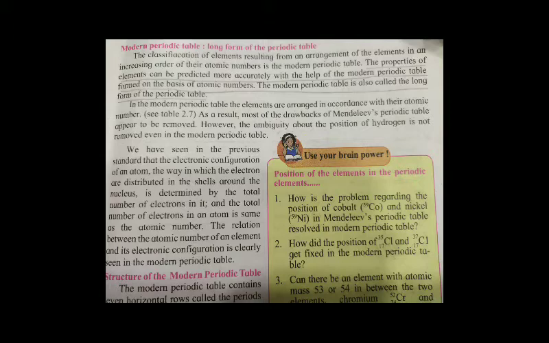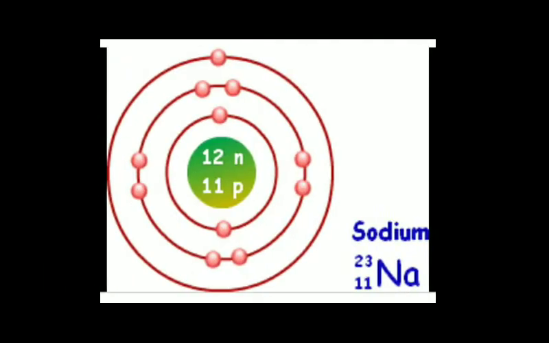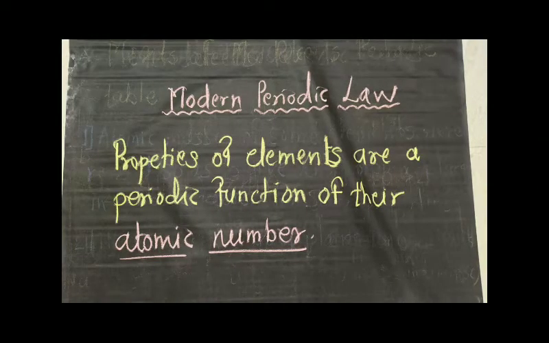Atomic number is a more fundamental property of an element than atomic mass. Hence, Henry Moseley stated the law for this, the modern periodic law: properties of elements are periodic functions of their atomic number. In the modern periodic table, 118 elements have been discovered up to now.